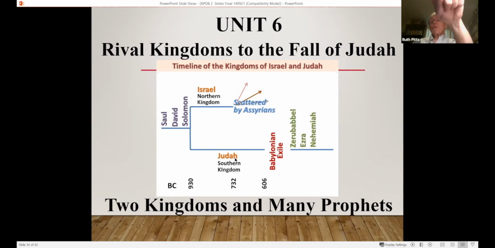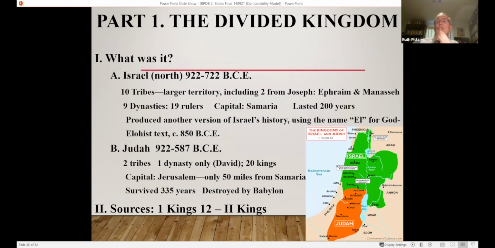Now, in 200 years, the northern kingdom is going to be destroyed. And then in the south, the southern kingdom will last an extra 135 years, and it will be destroyed. And these people will be taken into captivity. And so this is where we go next. 2 kingdoms and many prophets. I'll try to move through the kingdom business quickly to get to the message of the prophets.